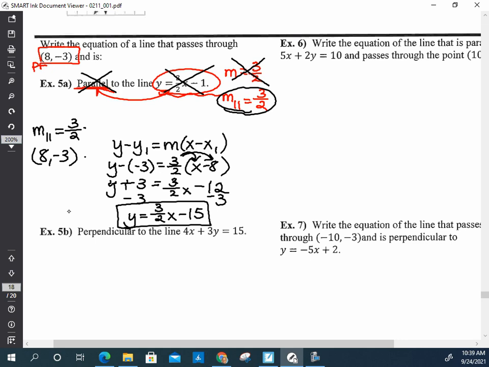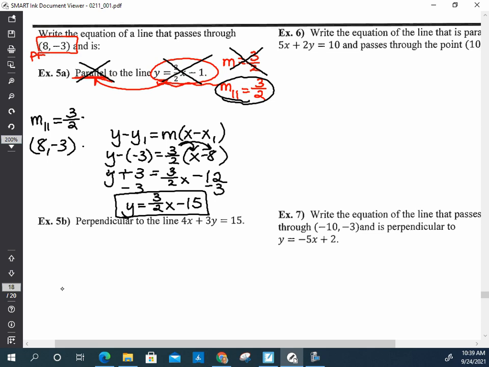So we use the equation that they gave us to identify the slope and to get the parallel slope. Once we do that, we use the parallel slope and the point to write the equation. So one flows into the other. So that's for parallel lines.